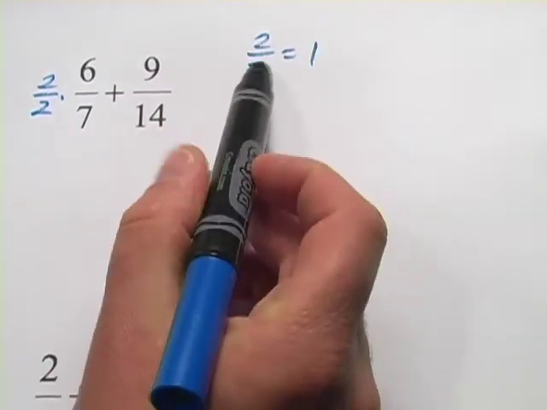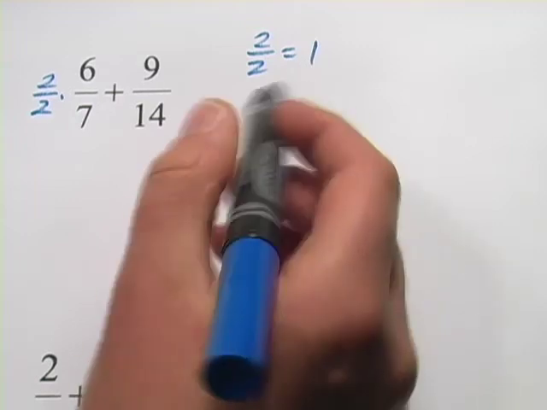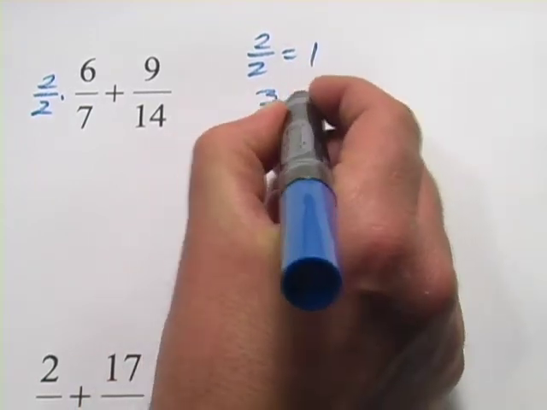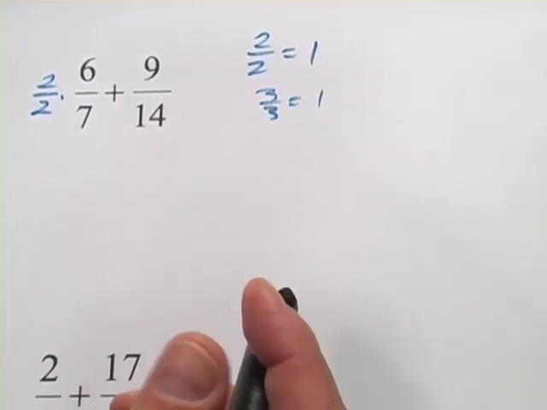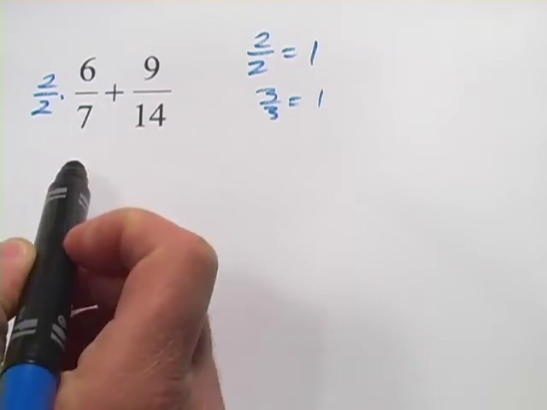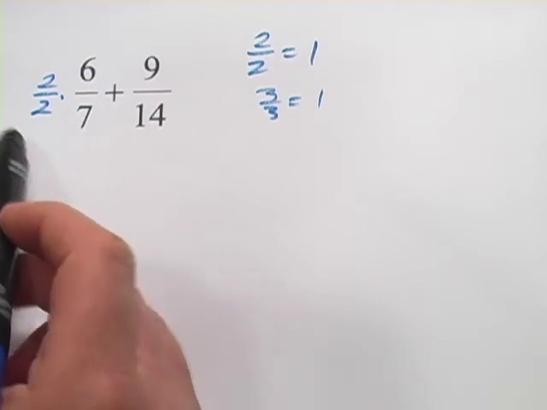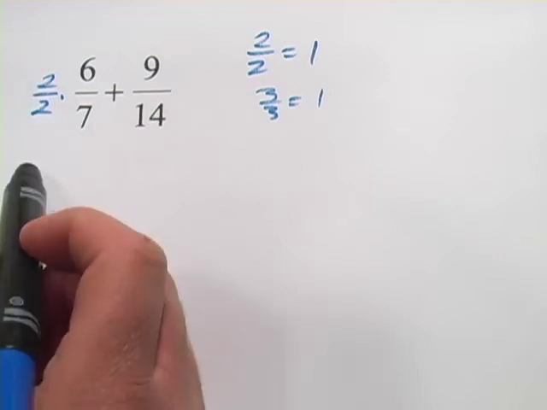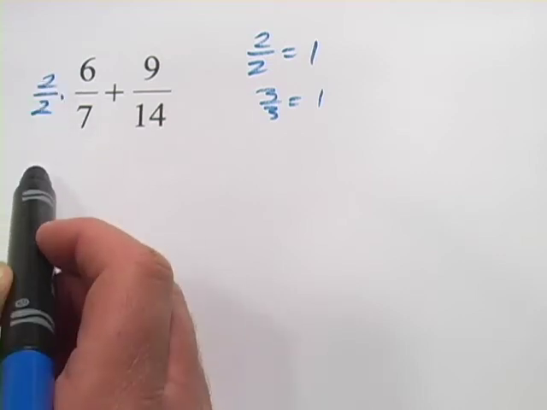And 2 over 2 equals 1. If you don't believe me, type it into your calculator. 2 divided by 2, it's 1. In fact, 3 over 3 equals 1. Anything over itself equals 1. So when you're working with fractions and you're trying to change the denominators, you can multiply by any form of 1. In this case, I'm going to multiply by 2 over 2.